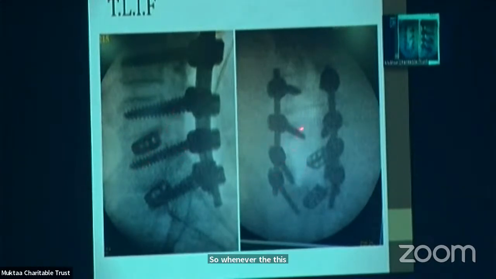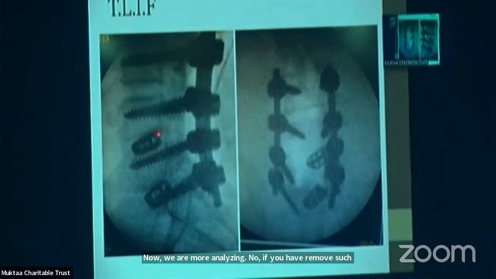wide decompression. Now here no lamina is seen, it's totally hollow. Now, if you have removed such an amount of bone, it requires stability as well. Therefore, these screws and these cages are in place. I hope I have told something which can bring importance in your practice, and you can apply it in your daily practice. Thank you very much.